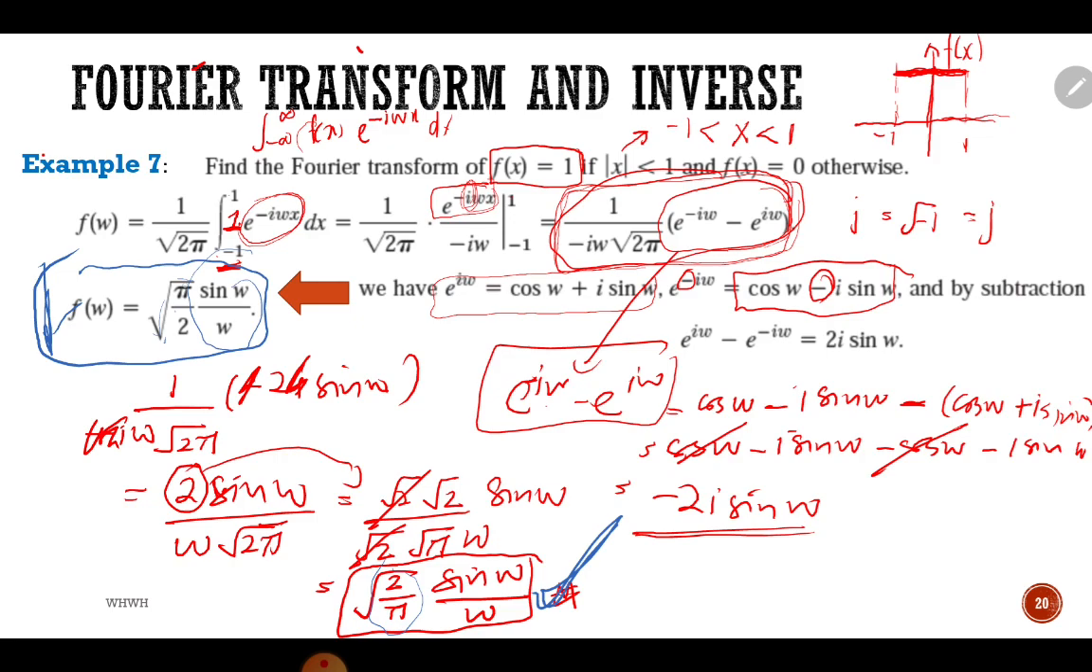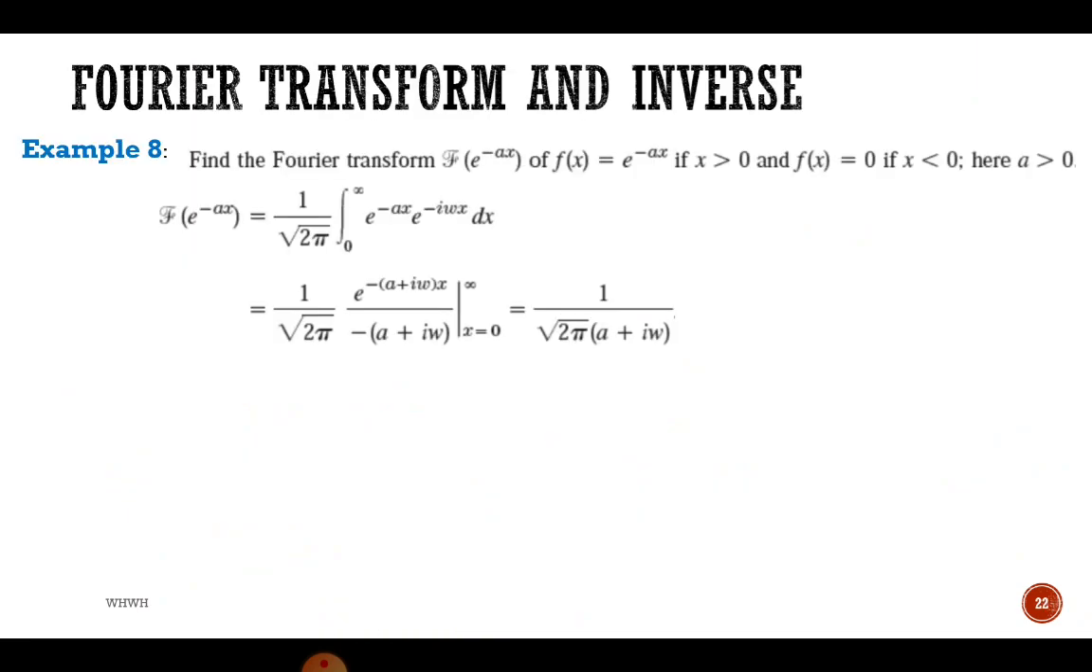So please class, sorry, I didn't notice there is a typo here, so please make a correction in the notes. This is supposed to be square root 2 over pi, not pi over 2. Okay, clear everyone? Okay, now let us proceed to the next example here.